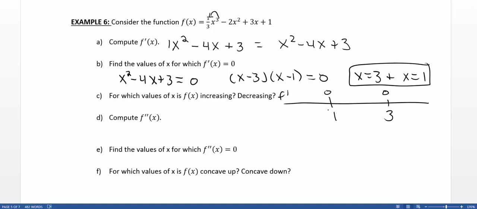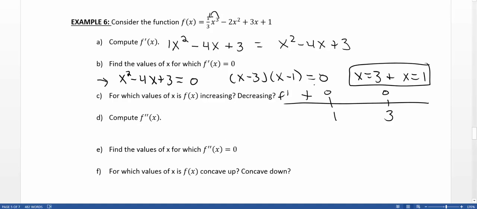So if we want to know what's happening to the left of 1, we need to pick a number a little to the left of 1, say 0, and plug it in to the first derivative to see if we get something positive or negative. If we plug a 0 into the first derivative, we get 0 minus 0 plus 3. So we get something positive.